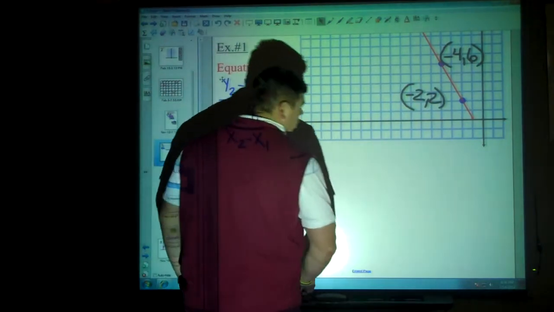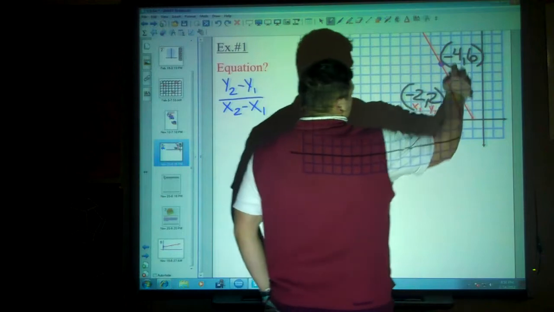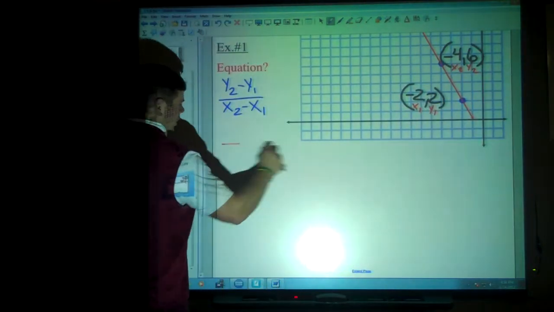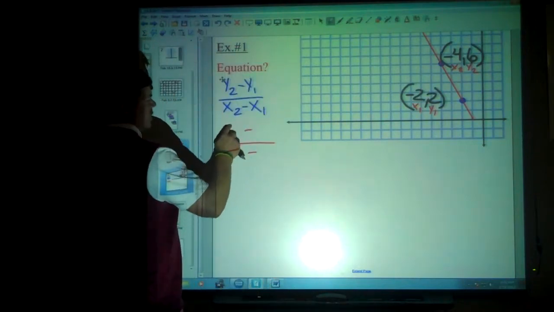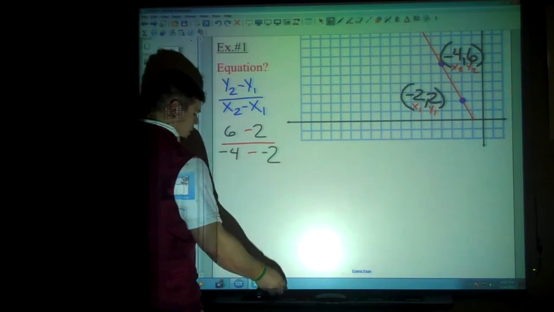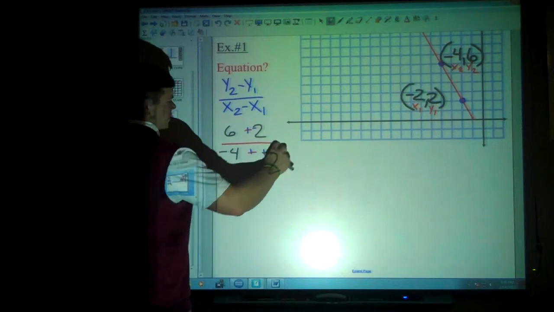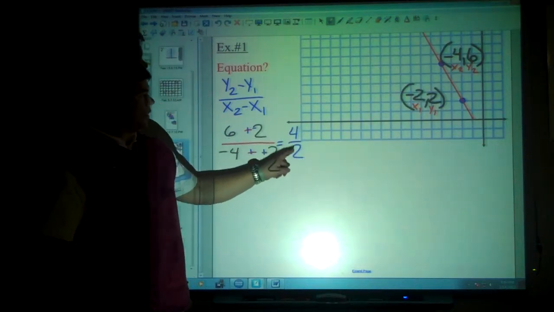If I use the equation, then maybe this right here is x sub 1, y sub 1, x sub 2, y sub 2. And I'm going to use my formula. And I'll say 6 minus 2 over negative 4 minus negative 2. Which I will change to plus the opposite and plus the opposite, giving me 4 over negative 2. Which means it goes up 4 and left 2.